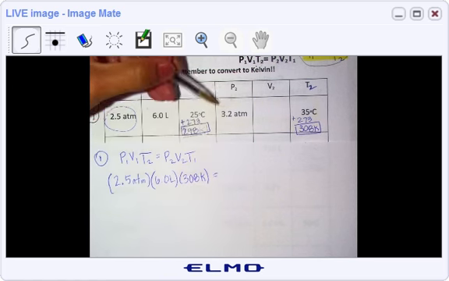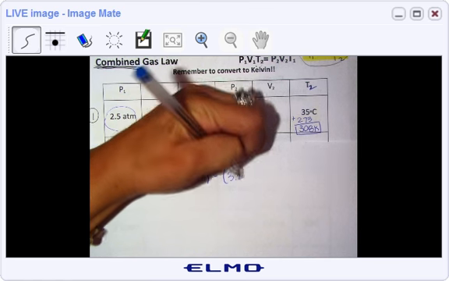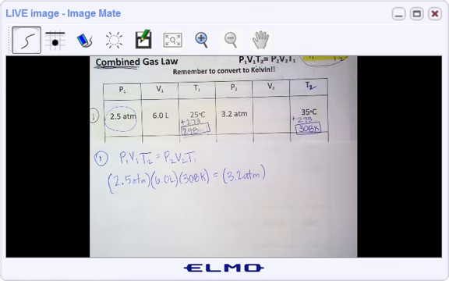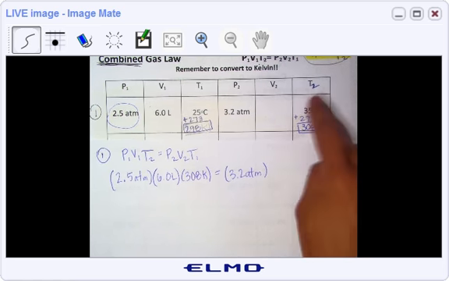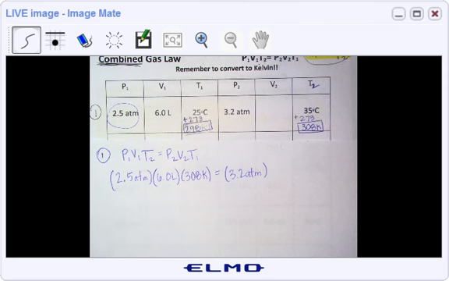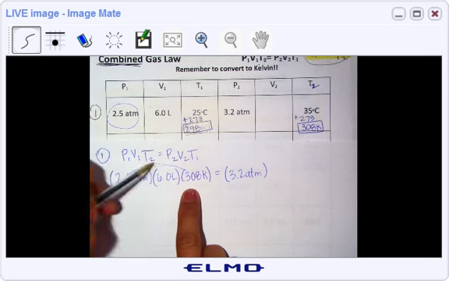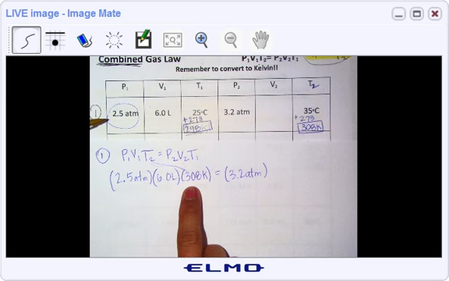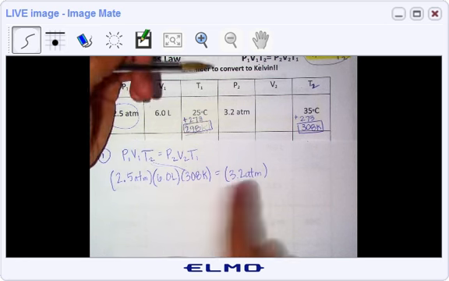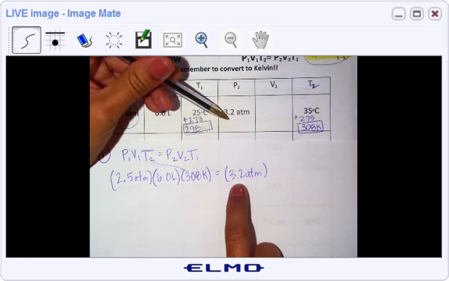Equals my P2. Is anybody lost yet at this point? All I'm doing is plugging in the labeled units that are already there for me. This you had to go ahead and change because it says T1 and T1. I did put T2. This is T2. Did anybody get anything different for T2? Okay, let's continue. So then P2, 3.2.